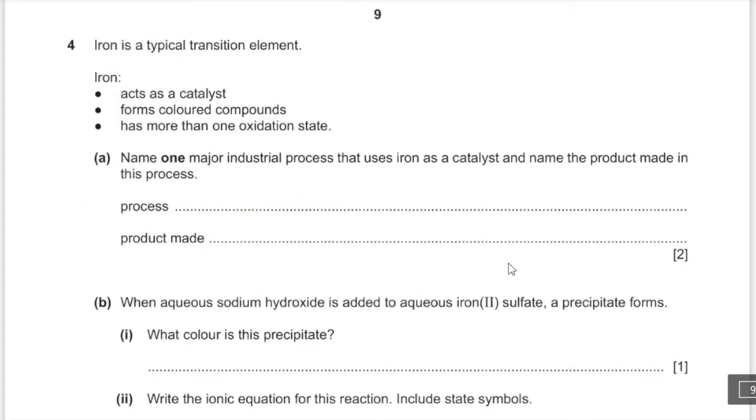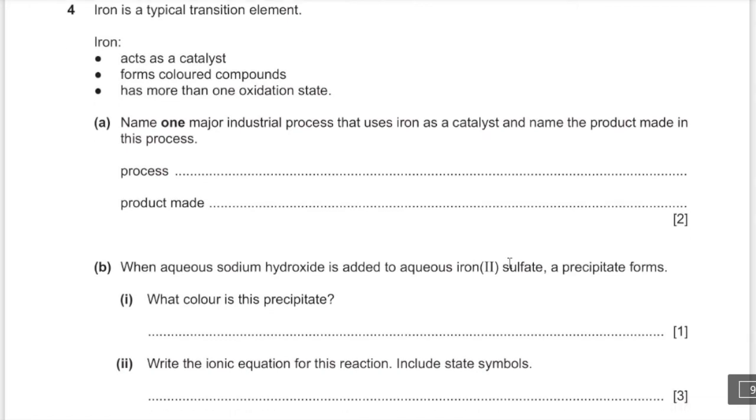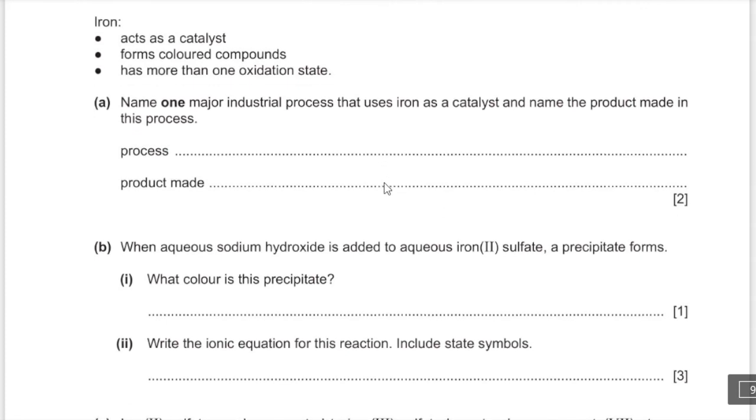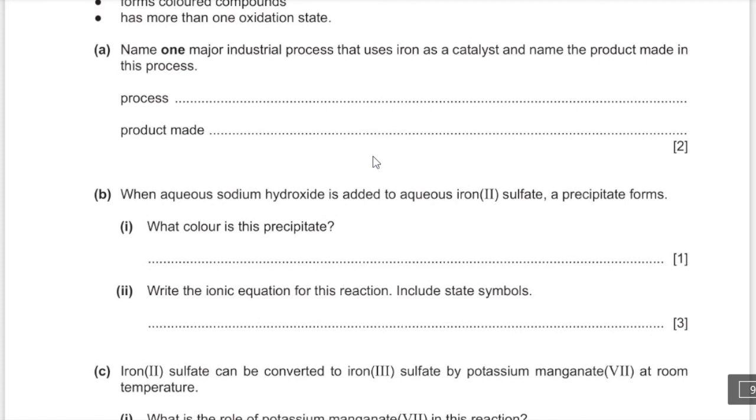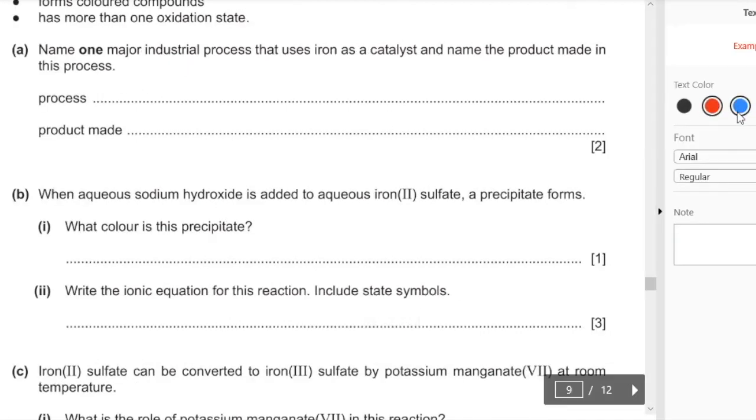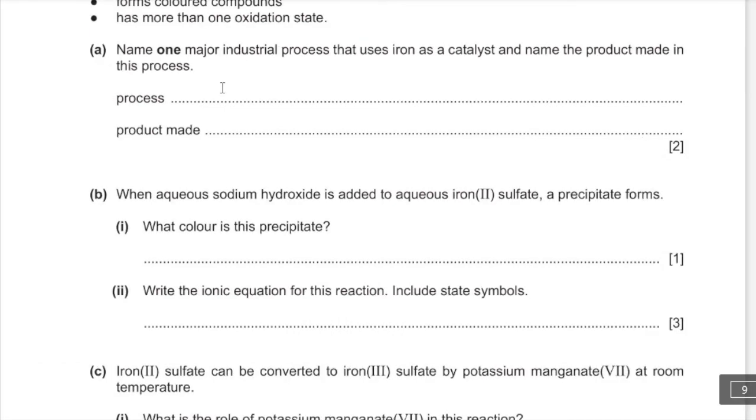Question number 4. Iron is a typical transition element. Iron acts as a catalyst, forms colored compounds, and has more than one oxidation state. A. Name one major industrial process that uses iron as a catalyst, and name the product made in it. So it's used in the Haber process.